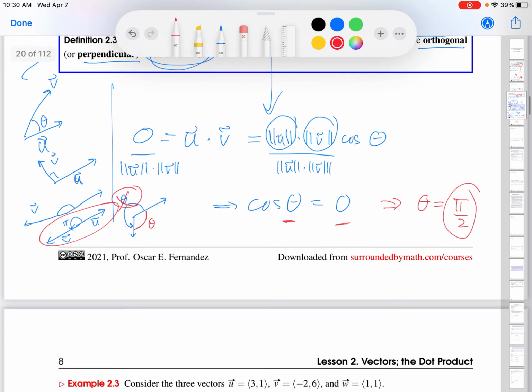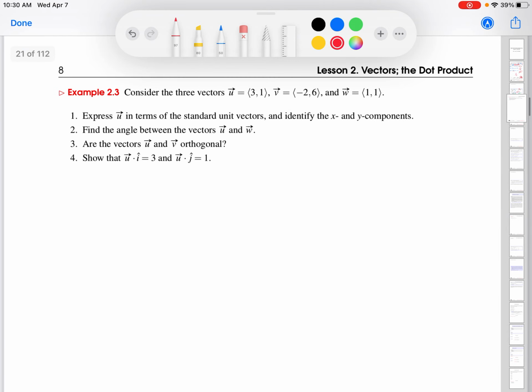Okay, so we have done a lot here, so let's do an example to illustrate how to bring all this together. So consider these three vectors u, v, and w. First of all, we are going to express u in terms of the standard unit vectors and then identify the x and y components. So let's do that.